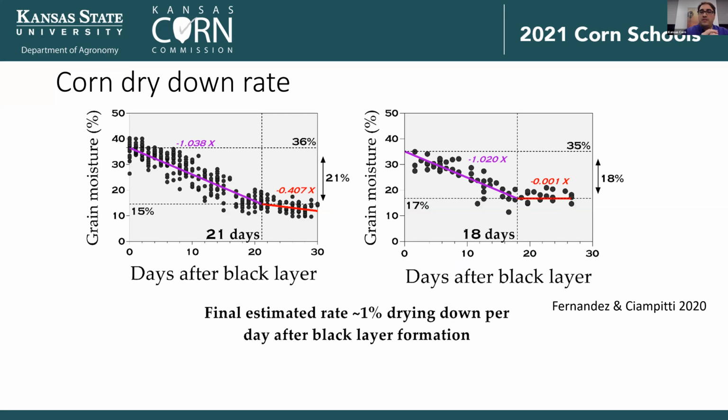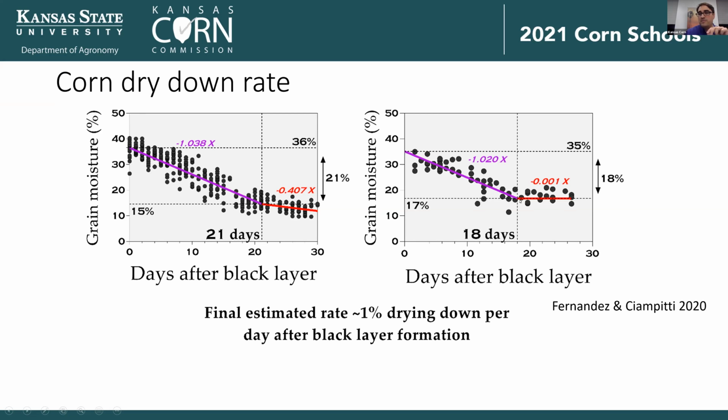Here we have some studies with data from the last couple of years from multiple locations. This is from one of our PhD students, Javier Fernandez. He went to the field looking at the corn and collecting corn every couple of days. And what you are seeing here is just a change in moisture over time, going all the way from maturity in this graph to 15.5% commercial harvest.